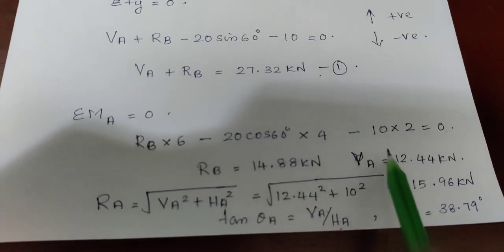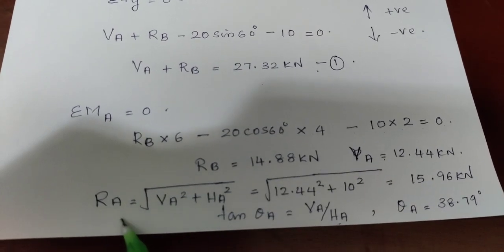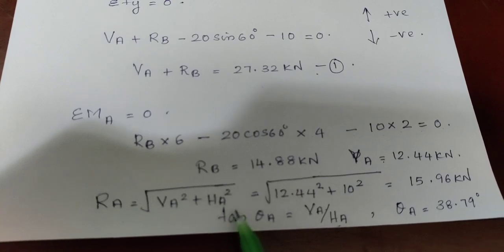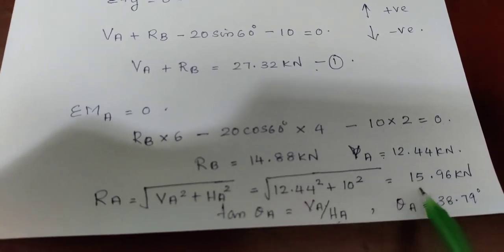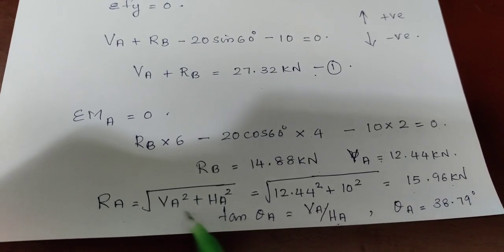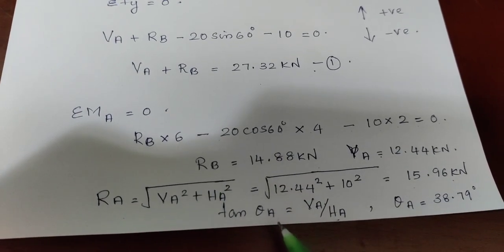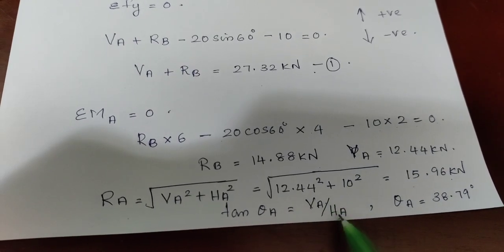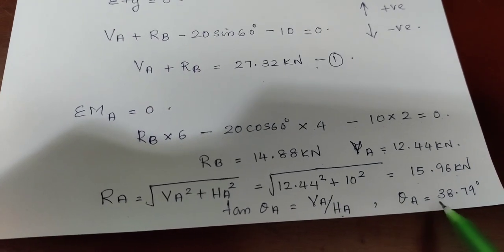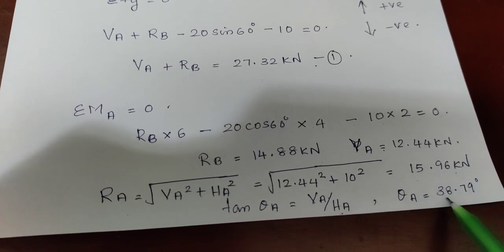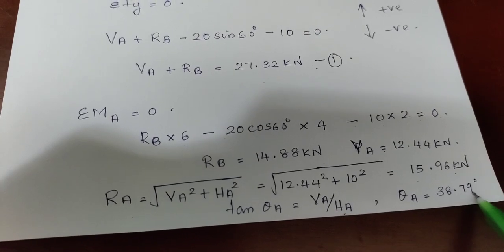After getting VA, you can calculate the resultant RA, which is equal to the root of VA square plus HA square. That is equal to 15.96 kilonewton. Then the inclination of RA with the horizontal, theta A: tan theta A is equal to VA by HA. So theta A is equal to tan inverse of VA by HA, that is 38.79 degree.